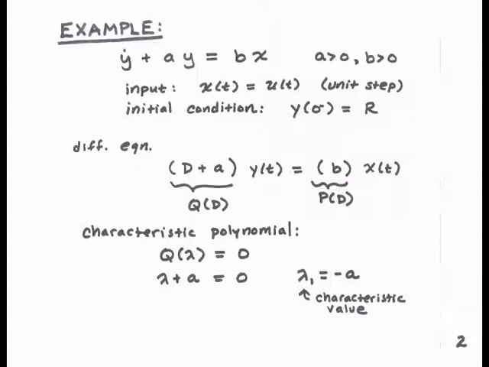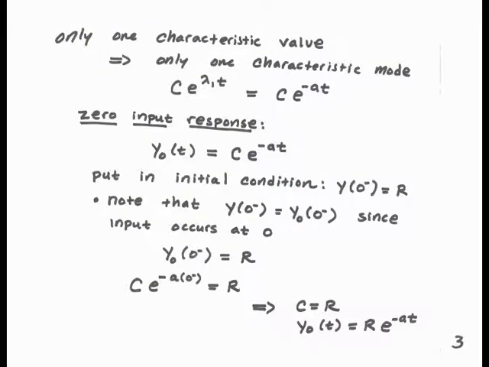So our differential equation can be written in the form (D plus a) times y of t equals b times x of t using the differential operator. And you see that Q of D is D plus a and that P of D is b. And our characteristic polynomial then is Q of lambda is lambda plus a, and we set that equal to 0 and find the characteristic value lambda 1 equals minus a. And because this is a first order differential equation, we have one characteristic value and one mode.